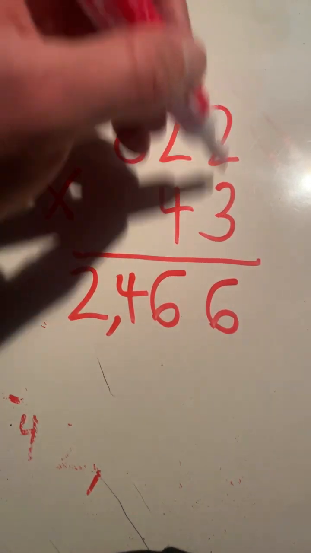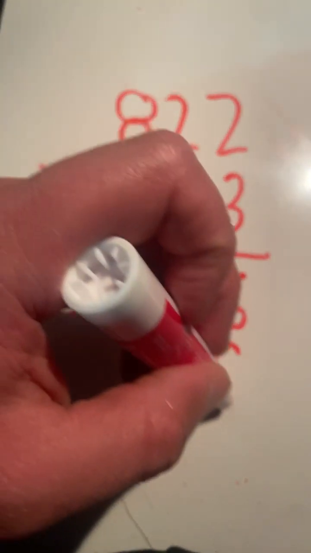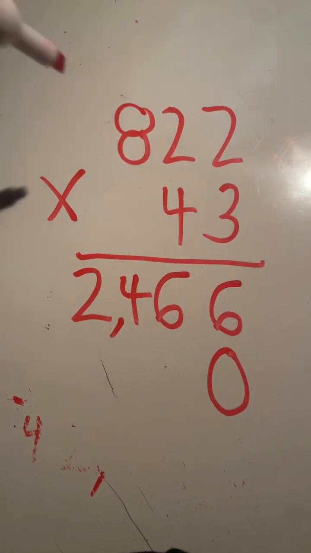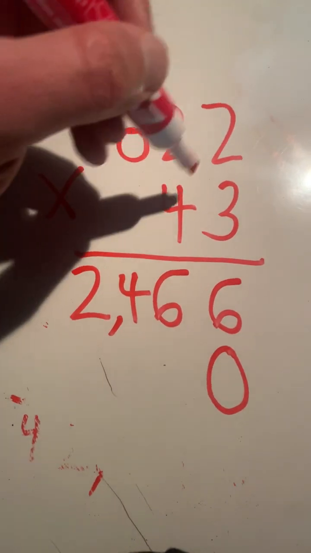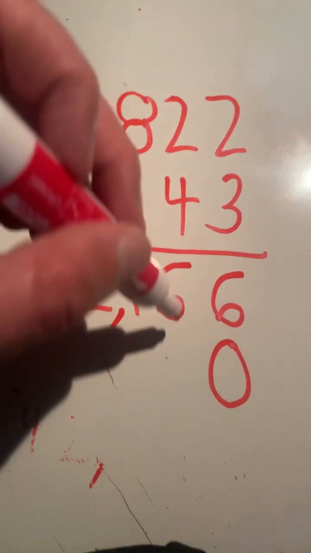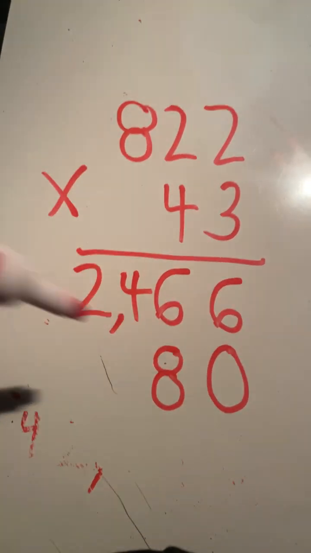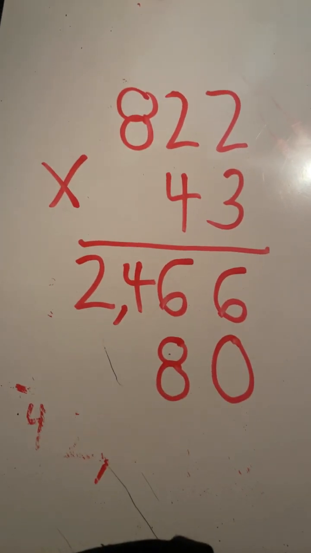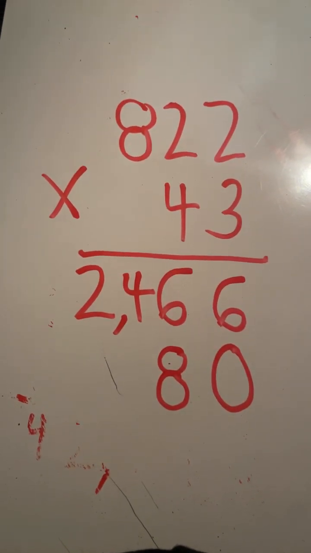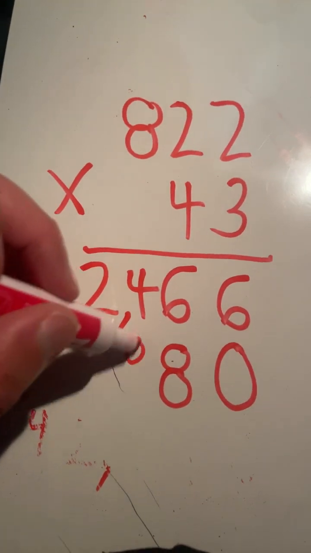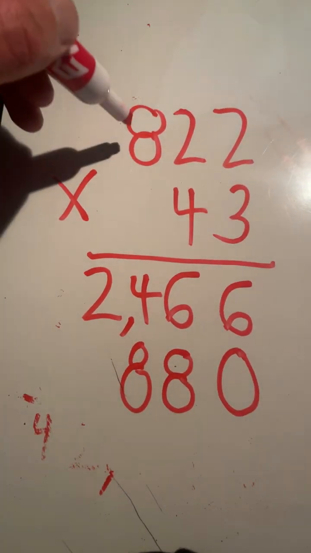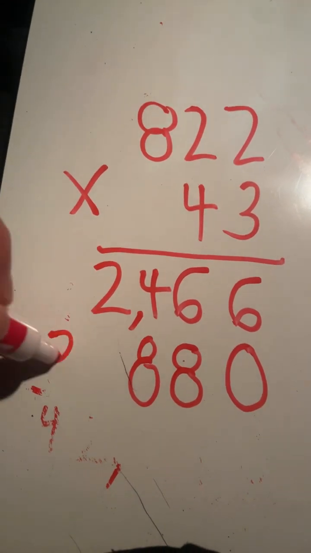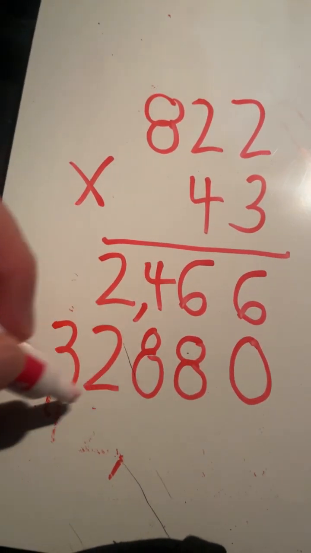I'm going to put a 0 in the ones place because both the digits in the ones place have already been multiplied. Now we're going to multiply the top 3 digits times the bottom digit in the tens place. 2 times 4 equals 8. Again, regrouping is not needed because our product is less than 10. 2 times 4 again equals 8. And 8 times 4 equals 32.